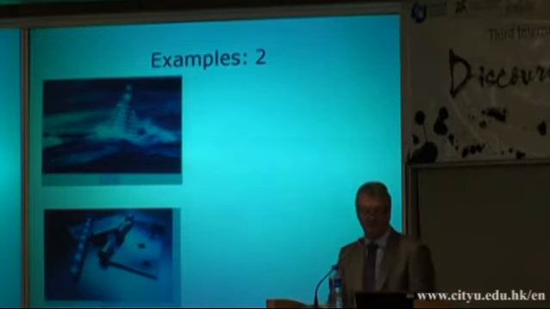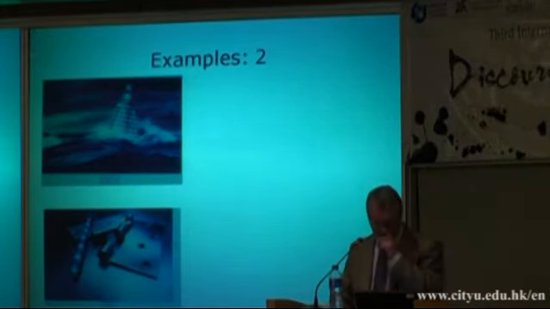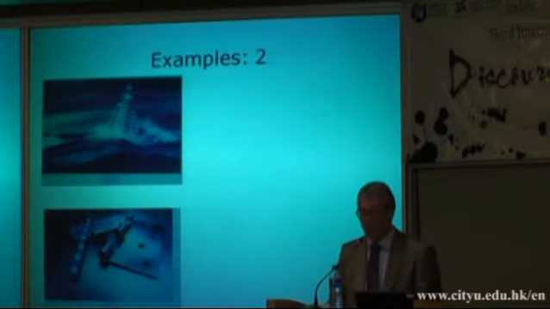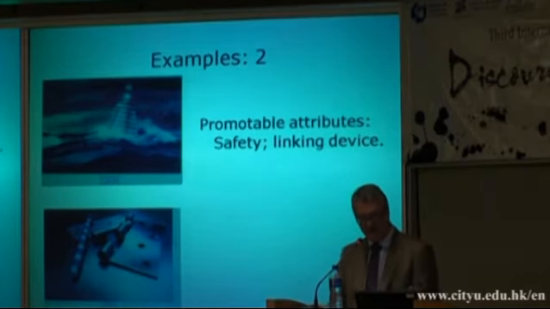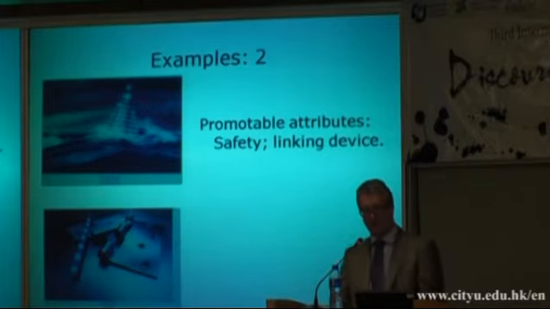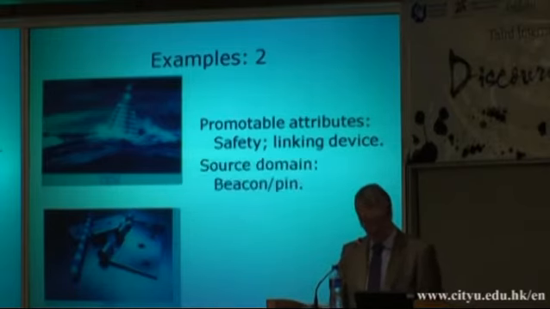Okay, here's another example. It was a whole series of IBM billboards and advertisements from the 90s, actually. The upper one is a billboard and the other one is part of an advertisement. But you can see they were used even without any body copy. What are the promotable attributes? Well, in the upper one, clearly it is safety. This is a beacon in a wild sea, and in the bottom one, it is the crucial linking device.